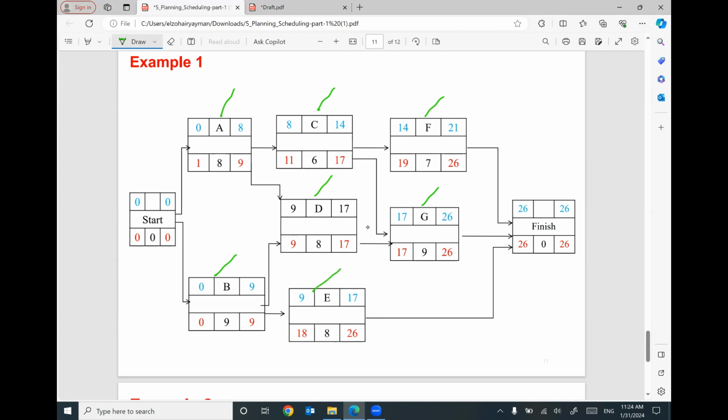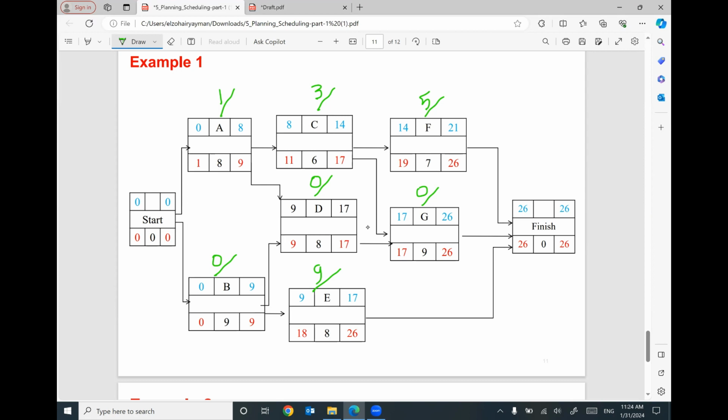For this one, 1 minus 0 is 1, or 9 minus 8 is 1. 11 minus 8 equal 3, or 17 minus 14 equal 3. 19 minus 14 equal 5, or 26 minus 21. 0 minus 0 is 0. 9 minus 9 is 0, or 17 minus 17. 17 minus 17 is 0, or 26 minus 26. 18 minus 9 is 9, or 26 minus 17.